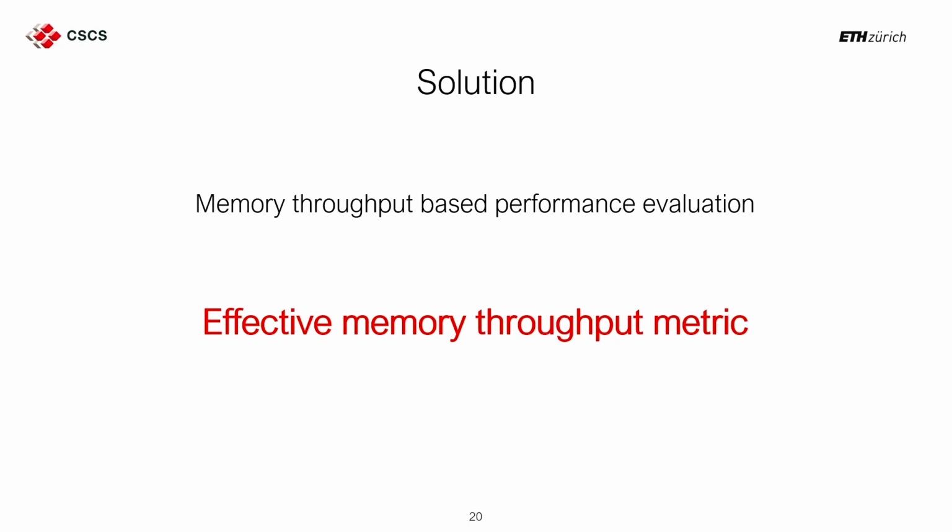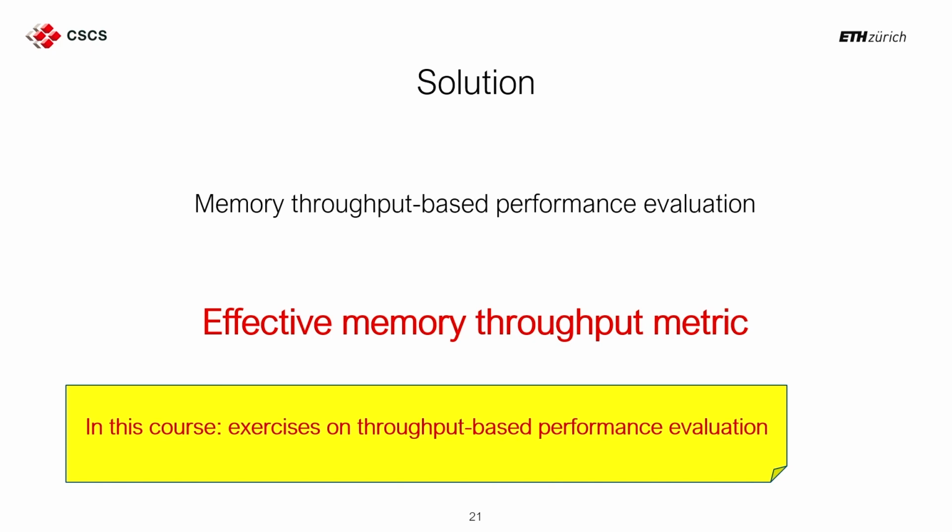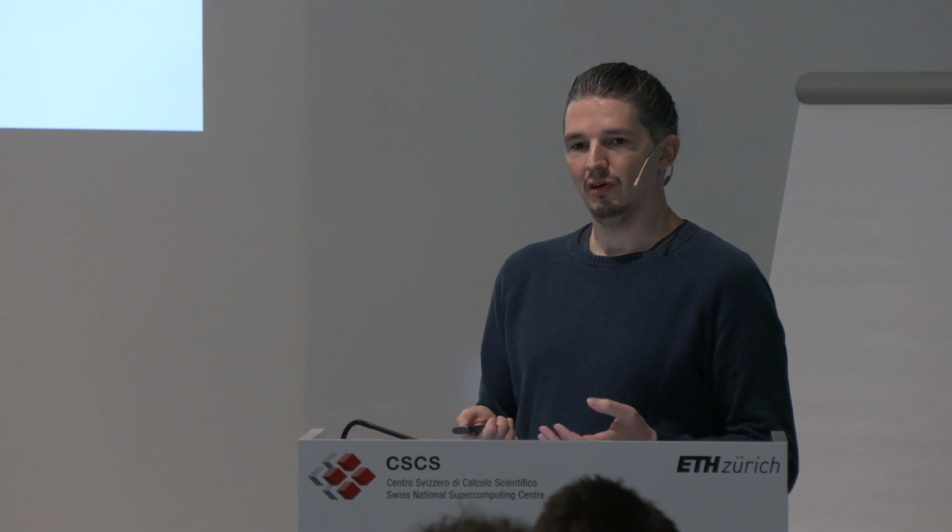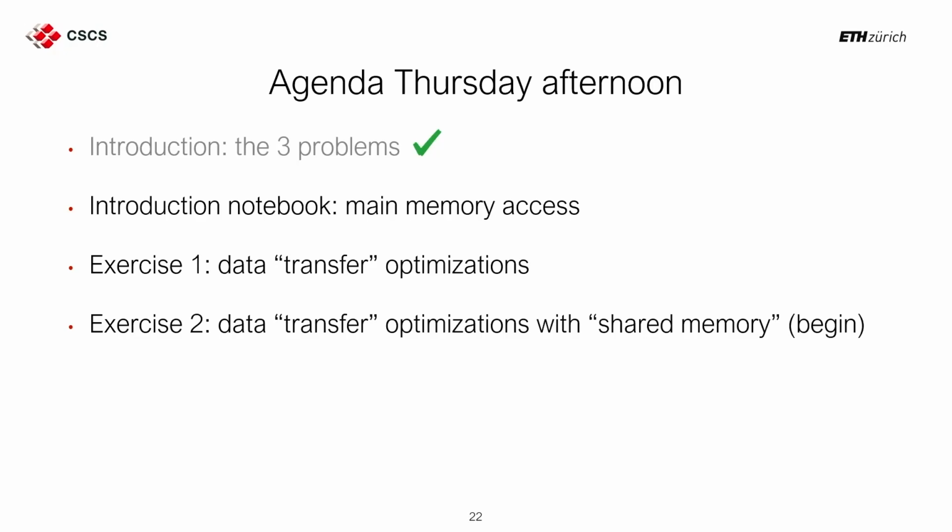And so this we call the effective memory throughput metric. From now on, all the exercises will always refer to this metric, in order to get an understanding of it and to understand how far we are from where we could possibly get with our performance.